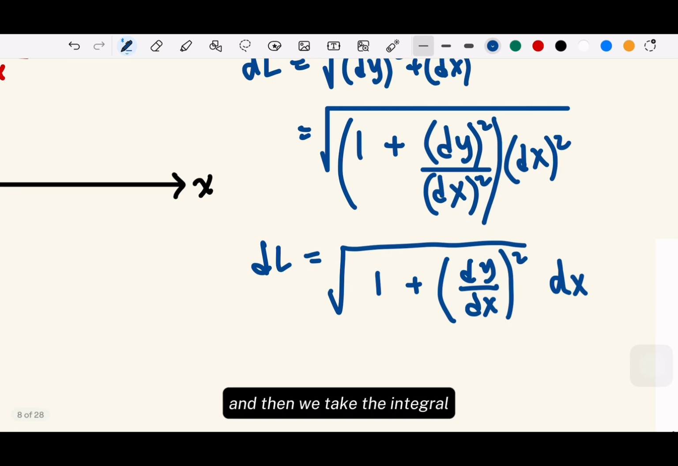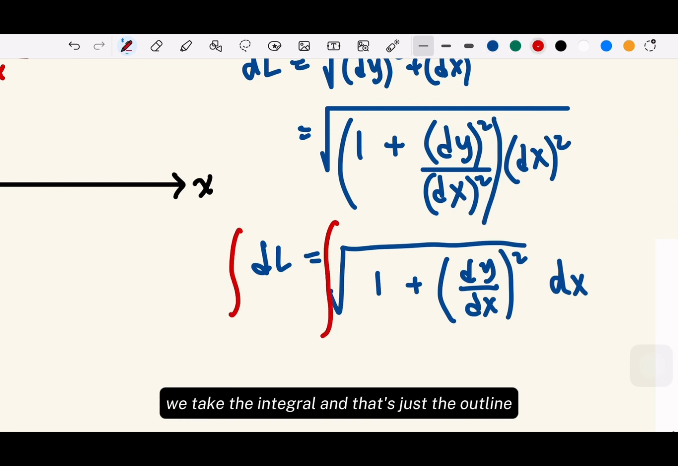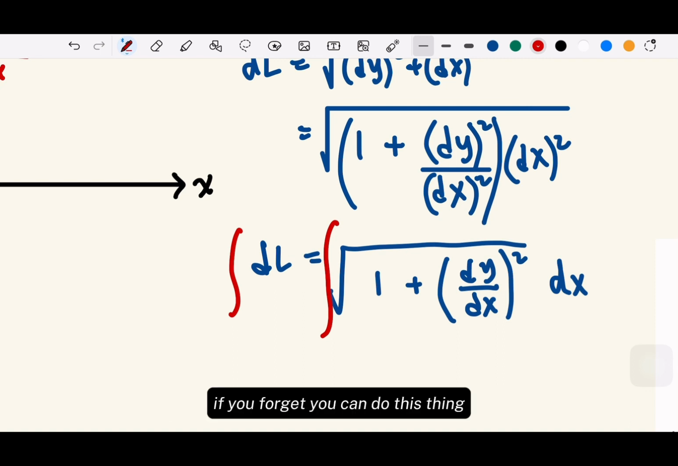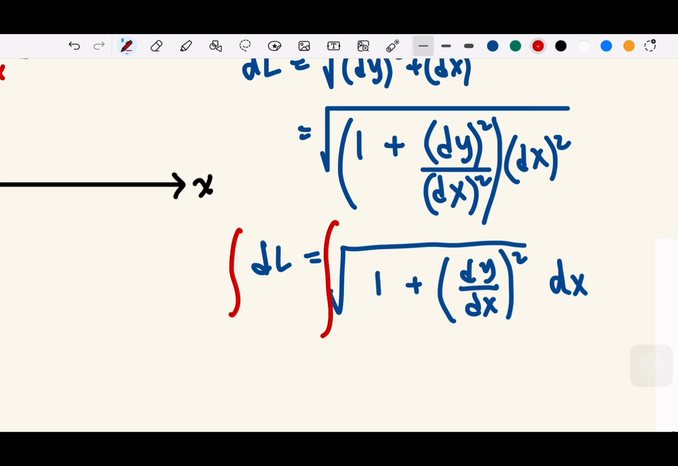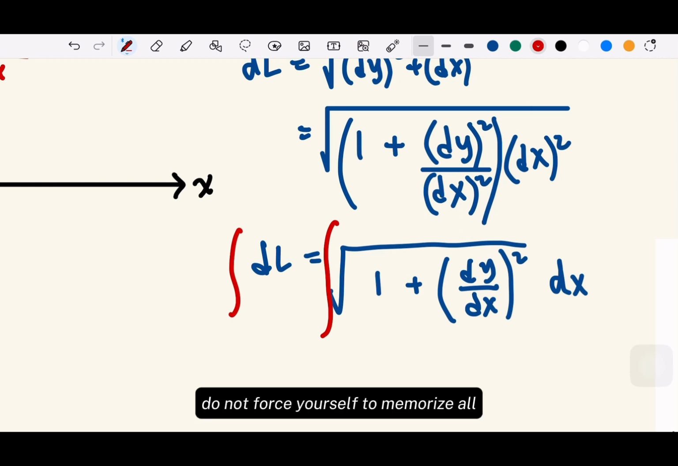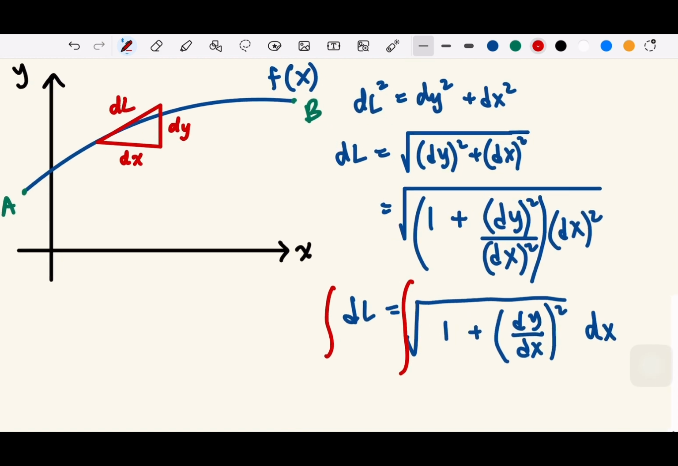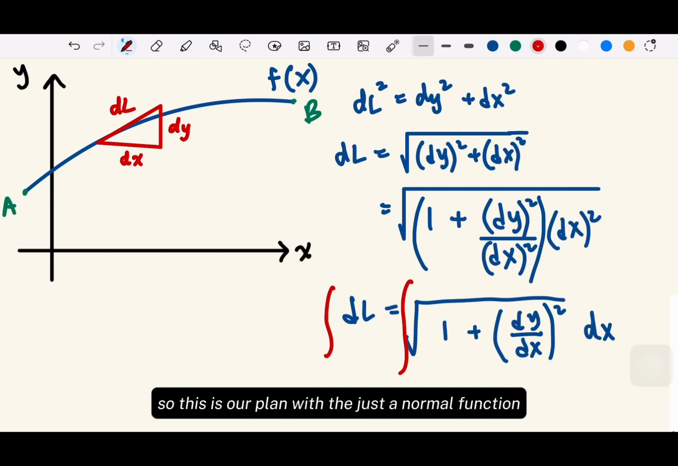And then we take the integral. Then that is the outline. Okay. If you forget, you can do this thing, and I think intuitively you will get the formula. Do not force yourself to memorize everything in calculus. So this is arc length with just a normal function, okay?